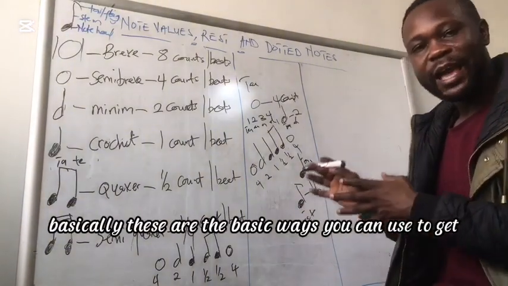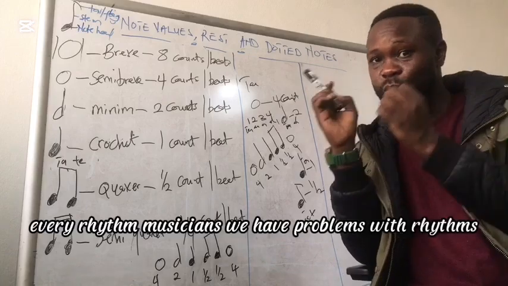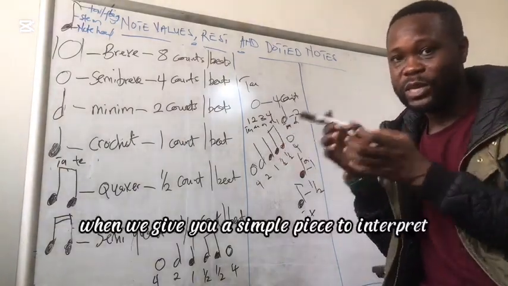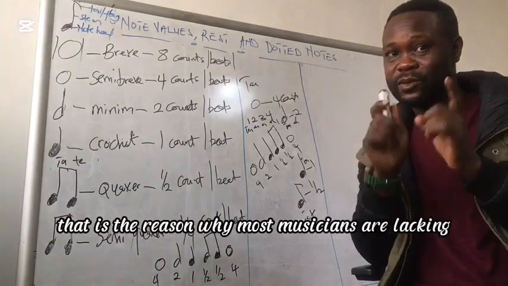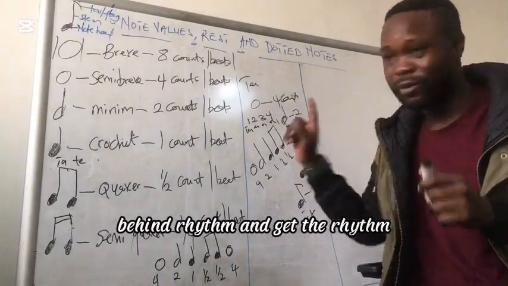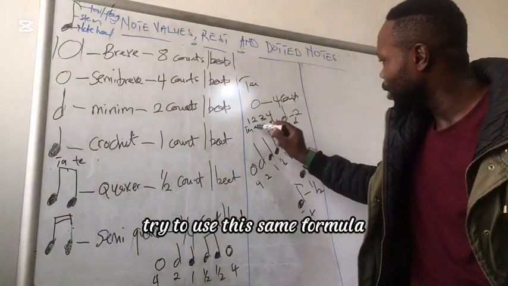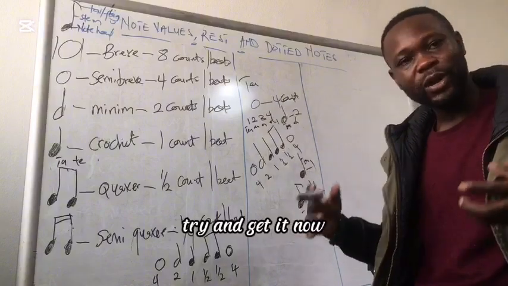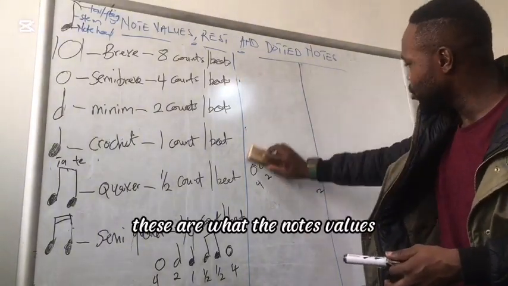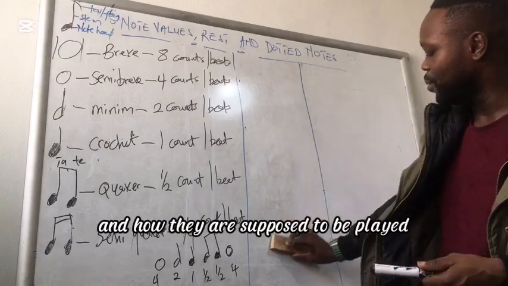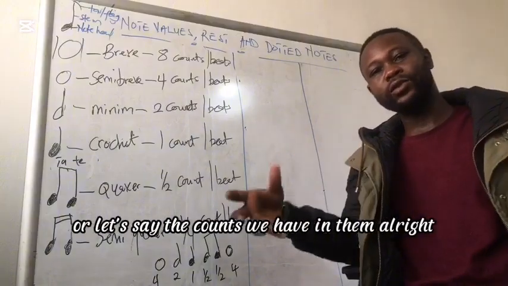Basically, these are the basic ways you can use to get every rhythm. We musicians have problems with rhythms. When we give you a sample piece to interpret, the rhythm is so hard that we can't play. That is the reason why most musicians are lacking in rhythm. Get the rhythm. Try to use the same formula, ta, then ta-te. Try and get it. Now, these are the note values and how they are supposed to be clapped, the counts we have in them.